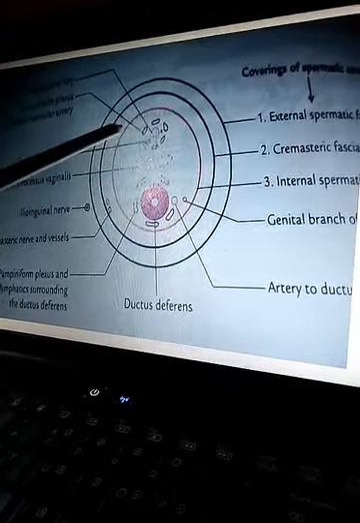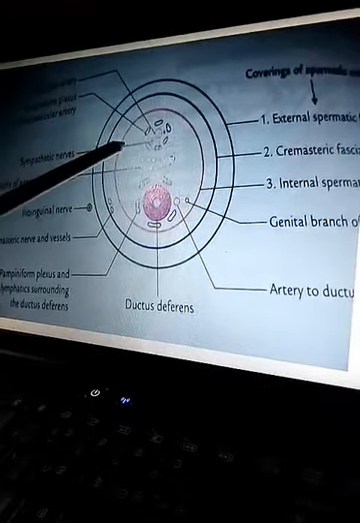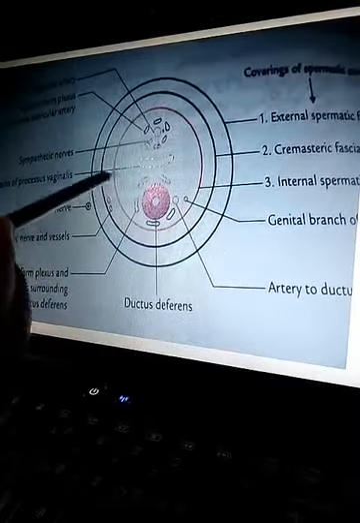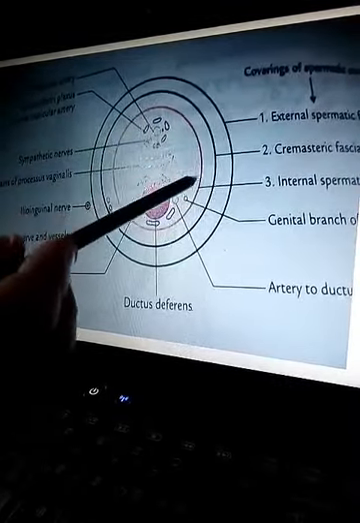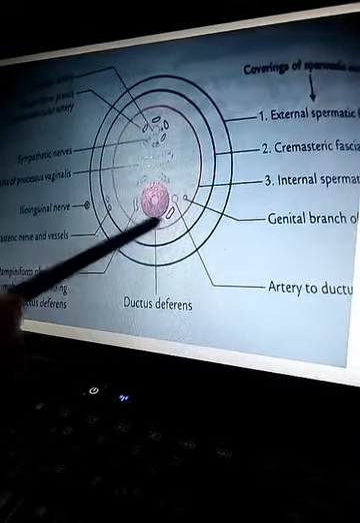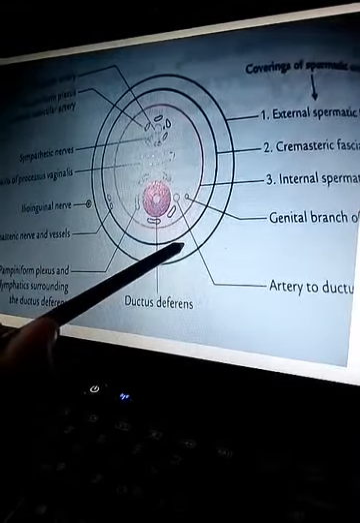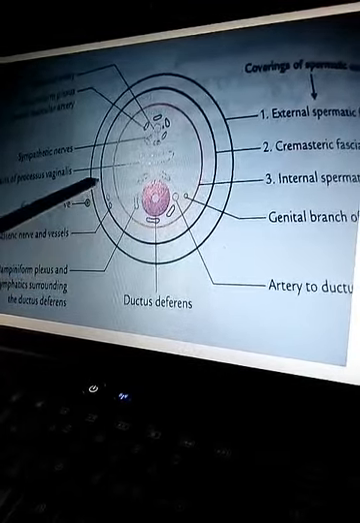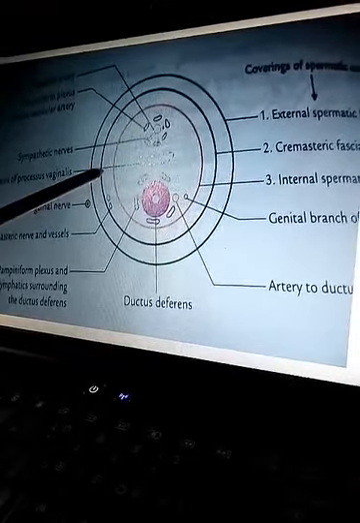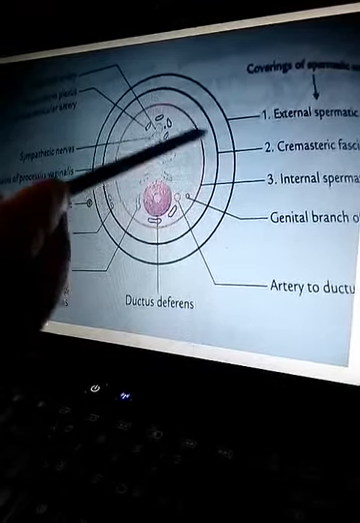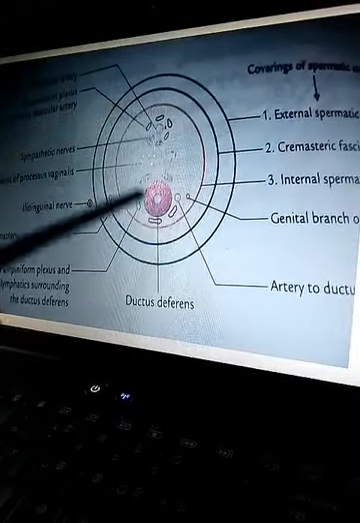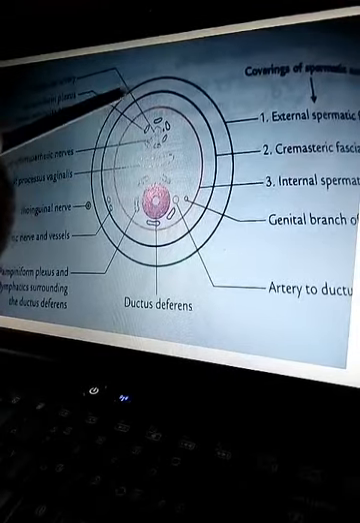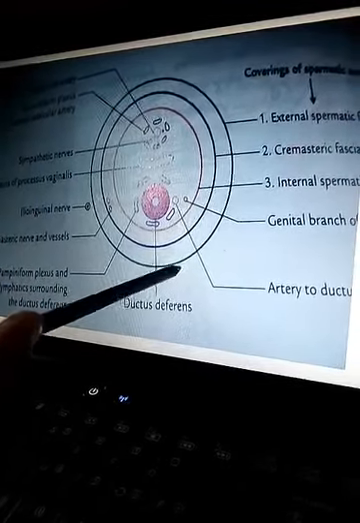Now coverings of the spermatic cord from within outwards. First covering is the internal spermatic fascia. It is derived from the fascia transversalis. Second is the cremasteric fascia. It consists of loops of skeletal muscle fibers united by areolar tissue. The muscle fibers are derived from the internal oblique muscle. Now last is the external spermatic fascia. It is derived from the aponeurosis of the external oblique muscle.